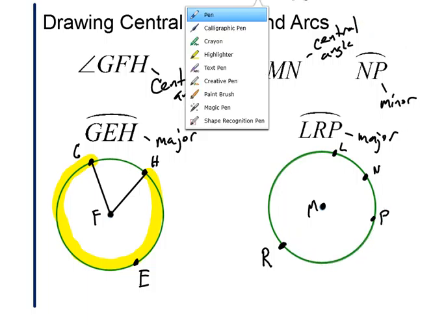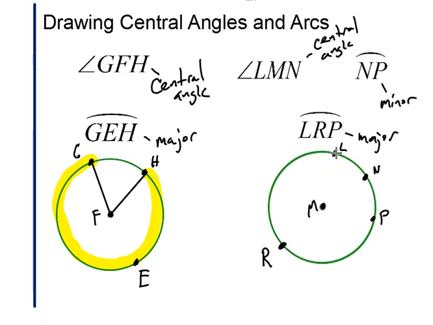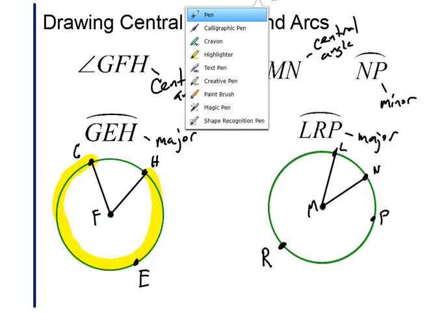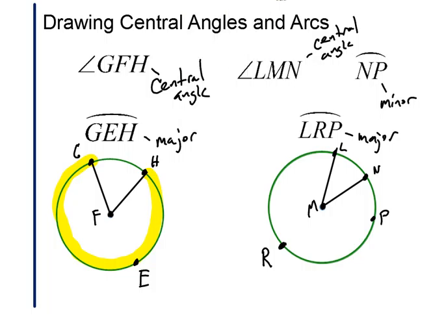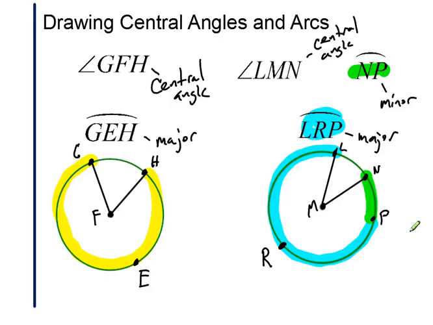Let's check all our work. I have a central angle of LMN. That worked out. I have a minor arc of NP. That worked out. And I have a major arc of LRP. So everything seems to fit. So that finishes our new information on naming and drawing central angles, major arcs, and minor arcs.